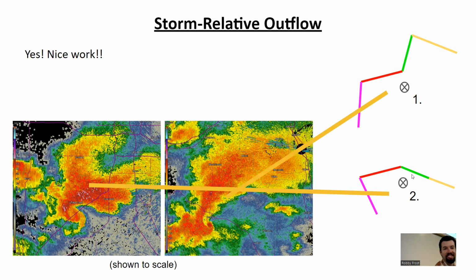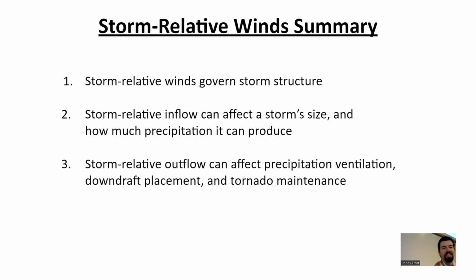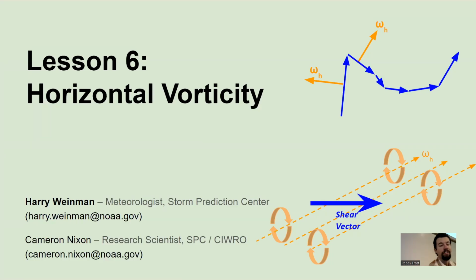So, for a summary here, storm relative winds govern storm structure. It's not just the hodograph shape, it's the winds that a storm is feeling from that hodograph. Storm relative inflow can affect a storm's size and how much precip it can produce, whereas outflow can affect where all that precipitation falls, how obstructive these downdrafts are, and even tornado maintenance. And I'm finally done, and we're on to Harry.